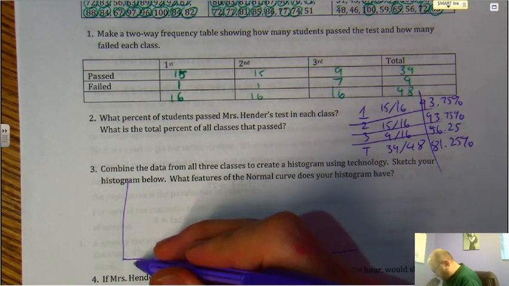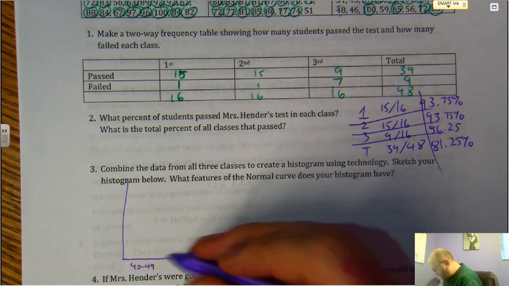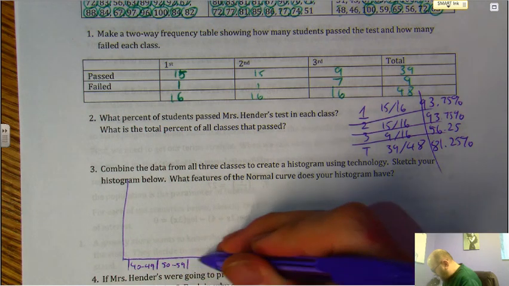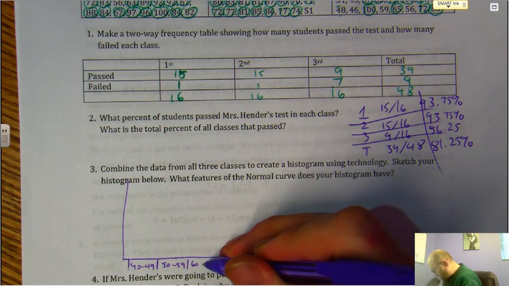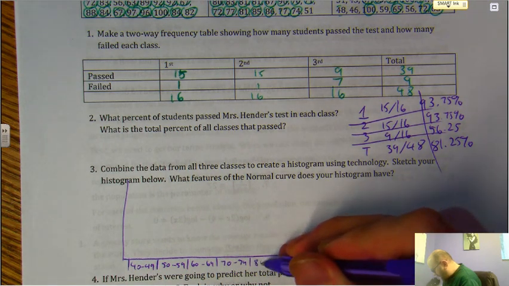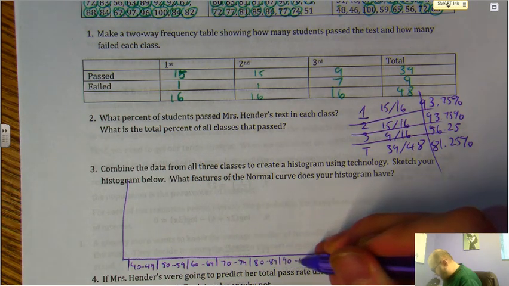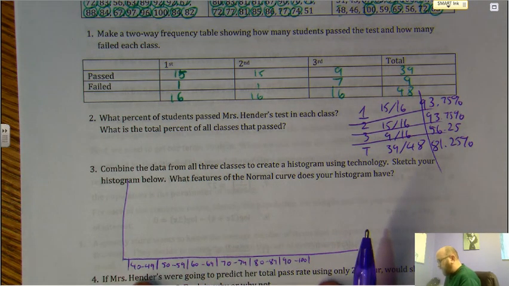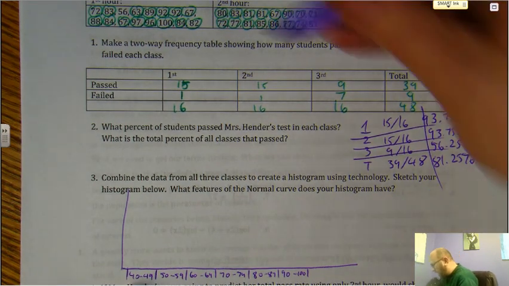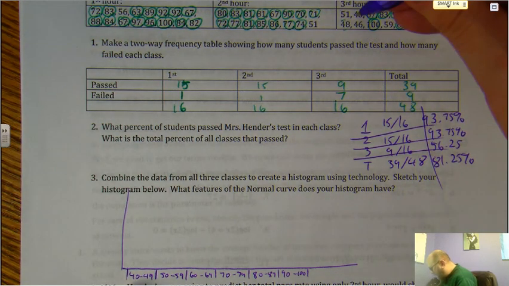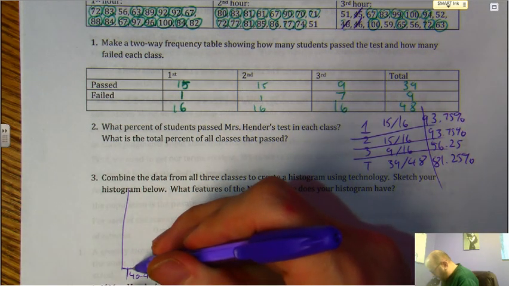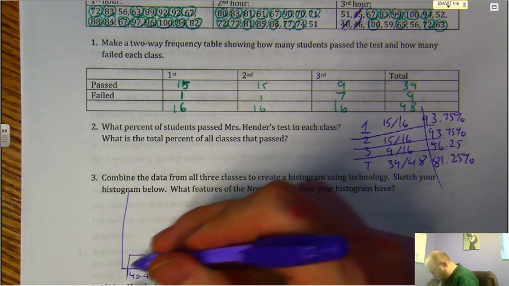So these are going to be my 40 to 49 bin. Then 50 to 59, 60 to 69, 70 to 79, 80 to 89, and then 90 to 100. We'll include that extra 100. All I'm doing here is a count of my data. When I'm doing 40 to 49, I'm looking to see how many there are: 1, 2, 3. So 3.